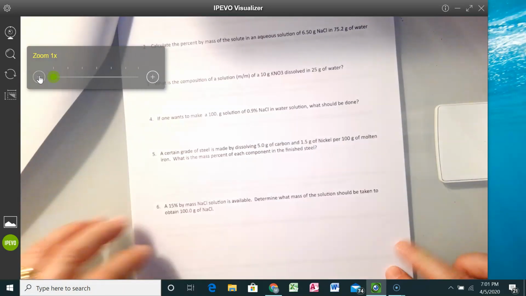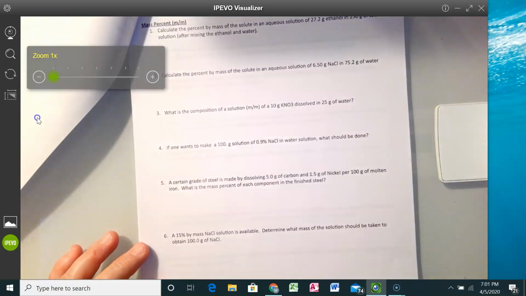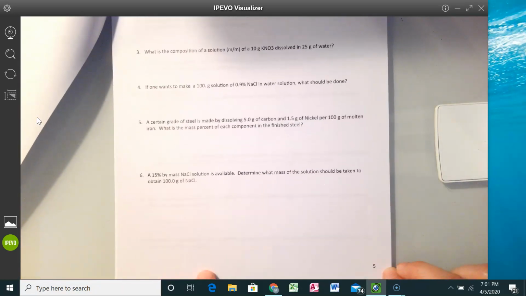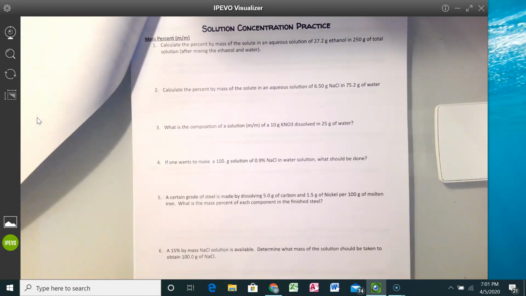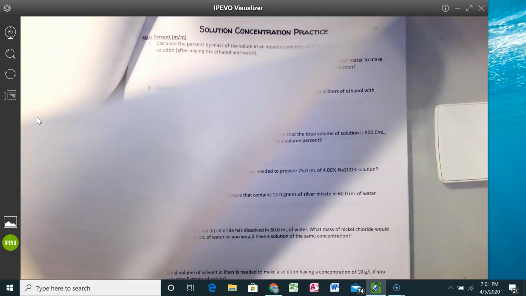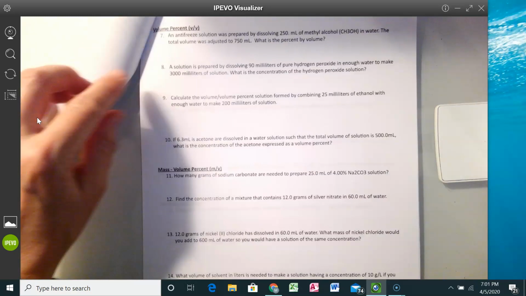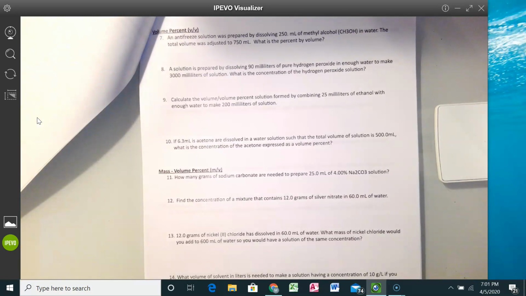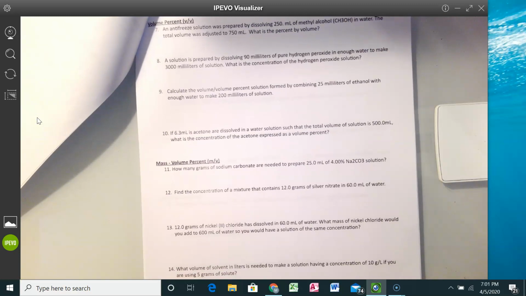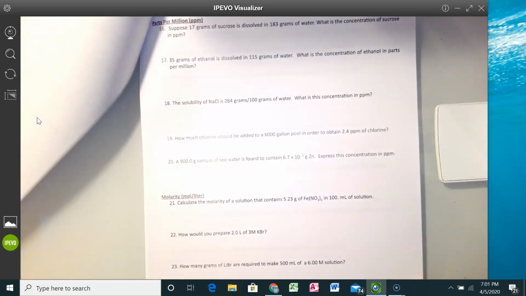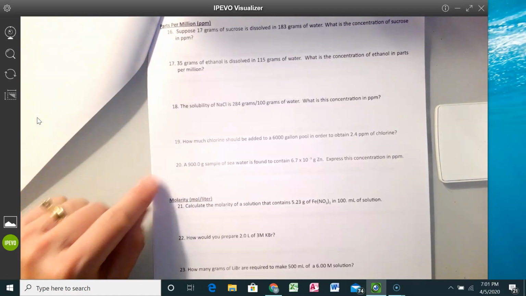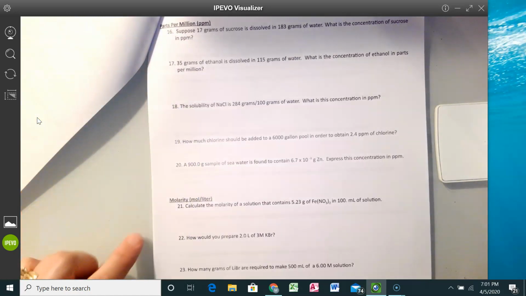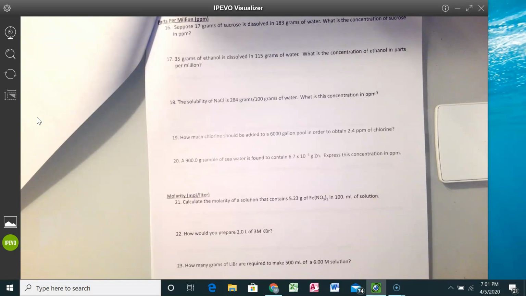But now we actually have to do some work. Okay, so then page 5, for homework tonight, we want you to attempt all of page 5. We want you to attempt all of page 6, so that includes the volume percent and the mass volume percent that I just went through. And then page 7, only the part per million, so 16 through 20. Mrs. Marcus is going to be going over molarity tomorrow, okay? So that would be your homework.